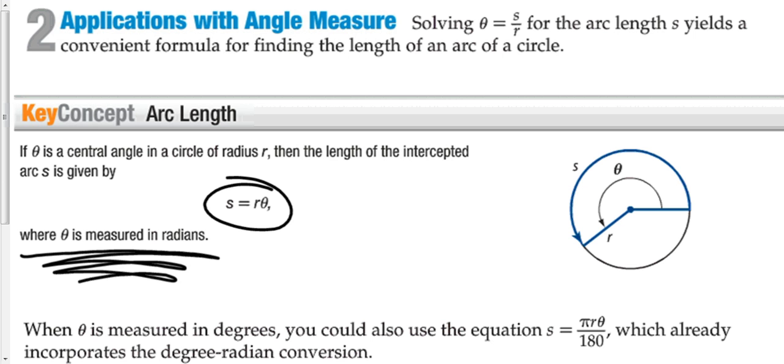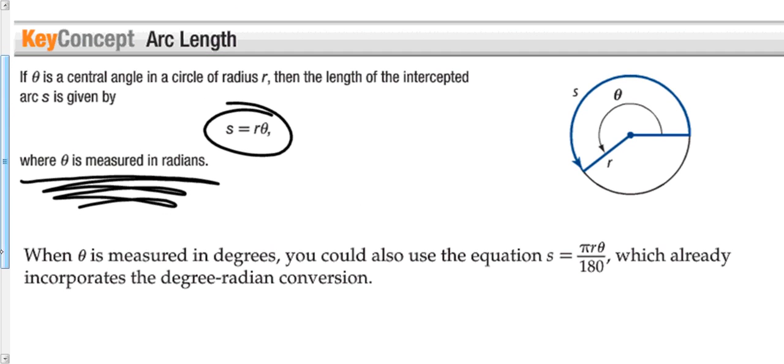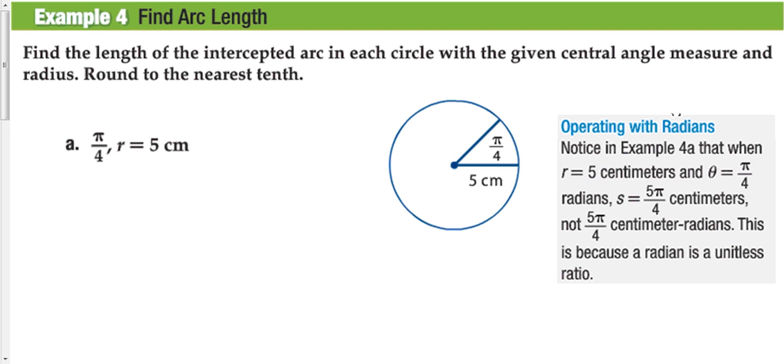If you wanted to, you can use this little formula right down here to help you put it in radians, but I usually just like to change it into radians first. So just take pi over 180 and change the angle to radians. Okay? And this will find the length of an arc. So let's find the length of an arc. Find the length of the intercepted arc in each circle with the given central angle measure and radius. Round to the nearest tenth.